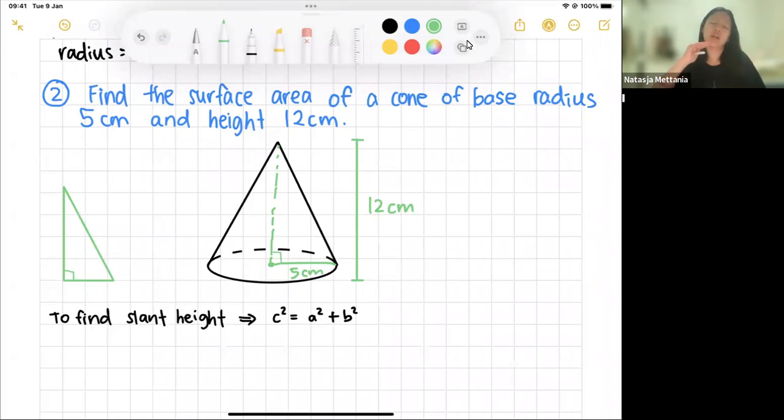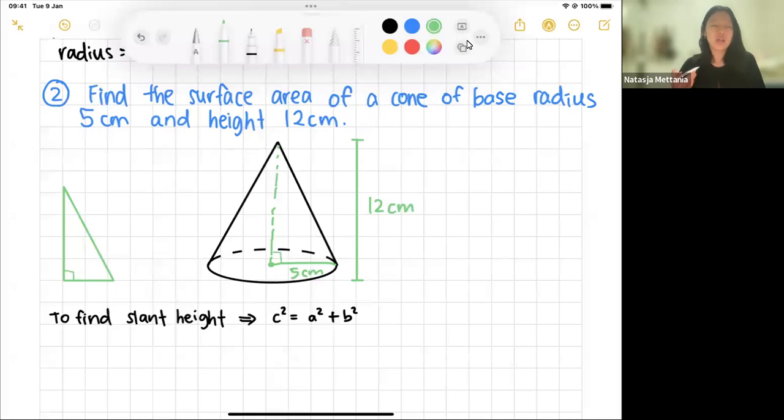First, our second example is: find the surface area of a cone of base radius 5 centimeters and height 12 centimeters. In this question, they haven't drawn the diagram. So your first step is to always draw the diagram and label it, just like what we've learned in surface area of pyramids. In this case, draw a sketch of the cone. I've labeled it: base radius is 5 centimeters, height is 12 centimeters.